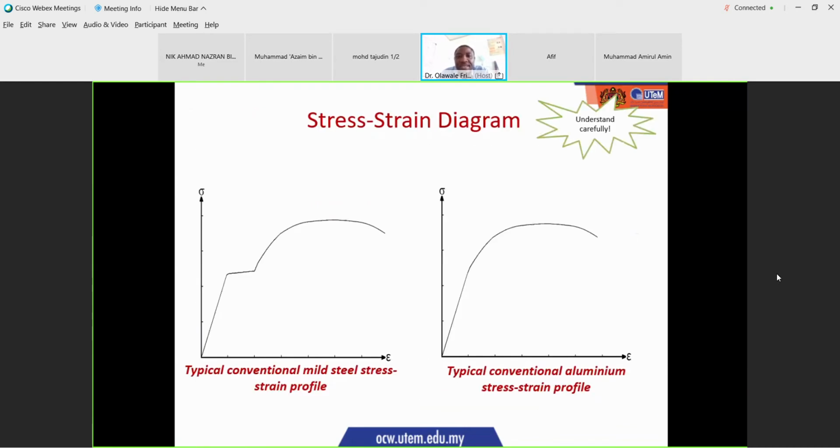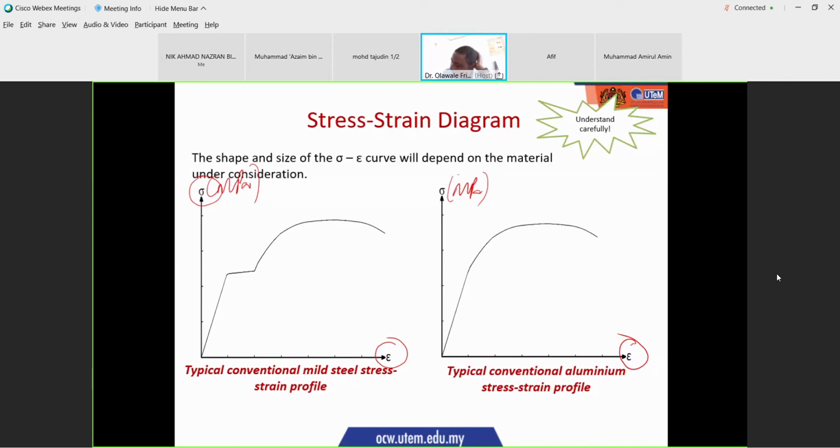Okay, so like I said, the next thing is you plot your stress strain diagram. Here is stress and this is strain. Stress should be in MPa or Pascal, and strain has no units. Depending on your material, the shape and size of your stress strain diagram will be different. This is typical of steel. This is aluminum. Steel is different from aluminum. They are both metals, but the shape will be different.